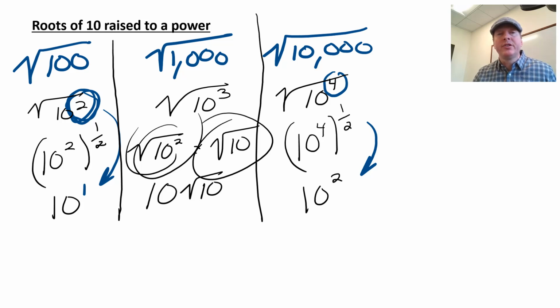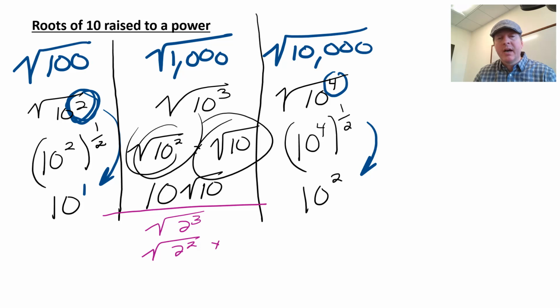And that's true of 10 raised to an odd power. It's true of anything raised to an odd power, any positive number raised to an odd power. If I saw the square root of 2 cubed, I could rewrite that as the square root of 2 squared times the square root of 2. That is simply 2 times the square root of 2. That is 2 root 2.